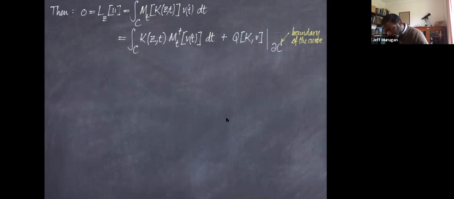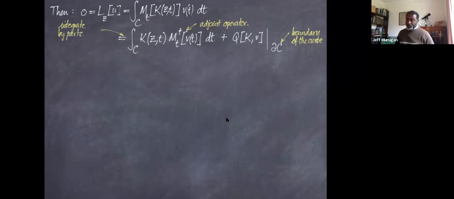This here is the adjoint operator of M, and the way I get it is by integration by parts. So what we've done here is simply integrate by parts. Okay, very good.